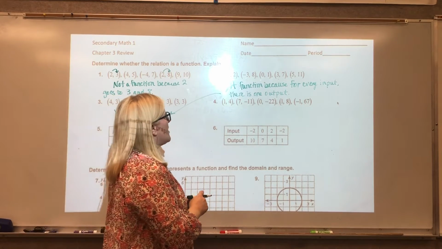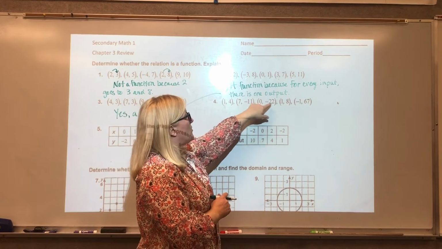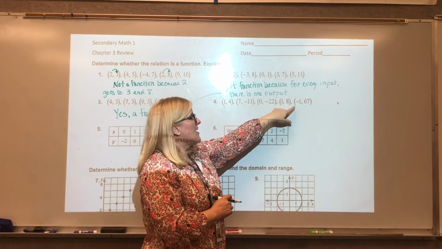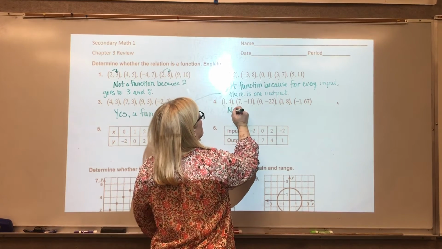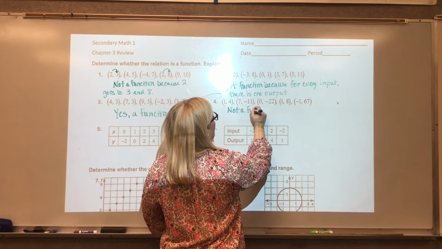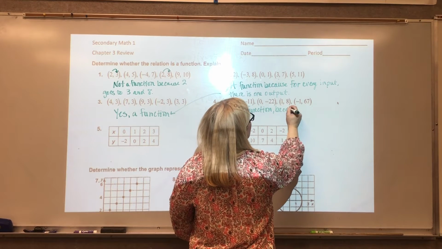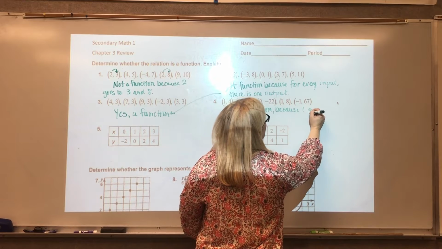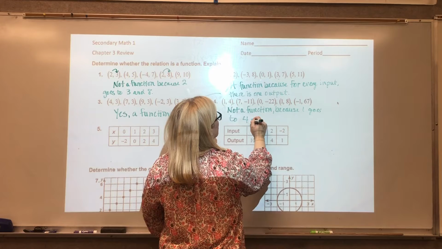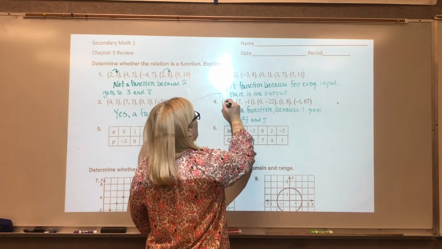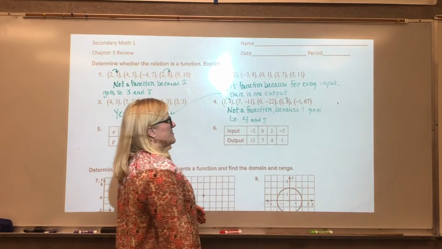All right, number 4, we have 1, 7, 0. Here's another 1 and a -1. So no, this is not a function because 1 goes to 4 and 8. So we can see that 1 goes to 4 and 1 is going to 8.